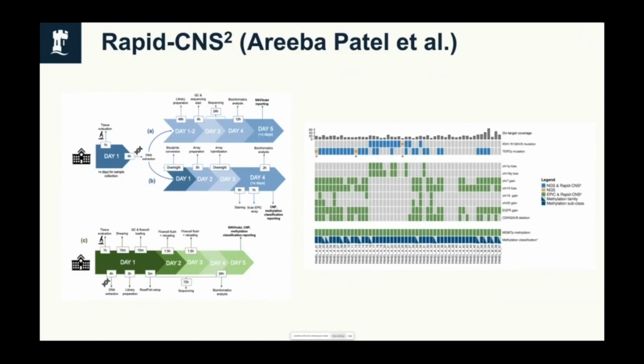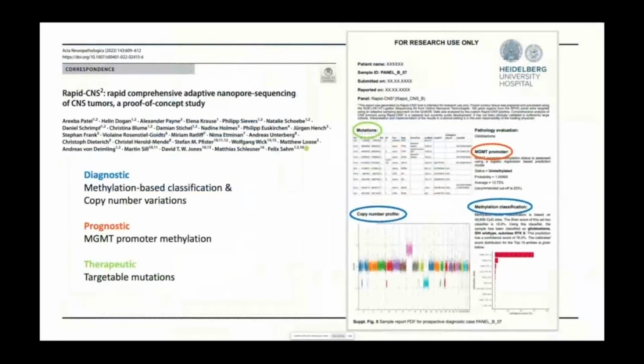So we are very pleased to be involved in this paper and work with Ariba and colleagues on doing this, and we showed it was possible to do this with nanopore. And this is an example of the paper when it came out in 2022, where we showed the ability to get diagnostic, prognostic, and therapeutic targetable mutations potentially from this single assay.